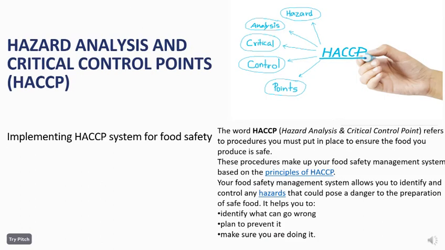This slide discusses the hazard analysis and critical control point. The word HACCP refers to procedures you must put in place to ensure the food you produce is safe. These procedures make your food safety management system based on the principles of HACCP. Your food safety management system allows you to identify and control any hazards that could pose a danger to the preparation of safe food. It helps you to identify what can go wrong, plan to prevent it, and make sure you are doing it.